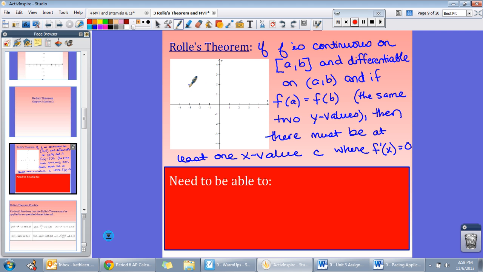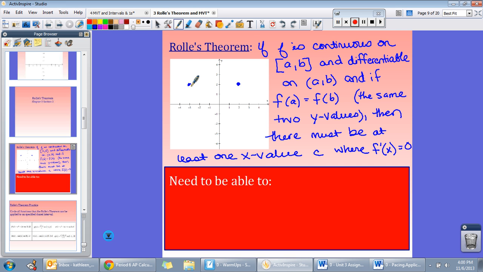If you draw any 2 points that represent the endpoints of your interval, and you draw a continuous and differentiable function in between these two points, you will have to have at least one place where there is a horizontal tangent line. For example, you might have a quadratic. You're going to have a horizontal tangent line here.